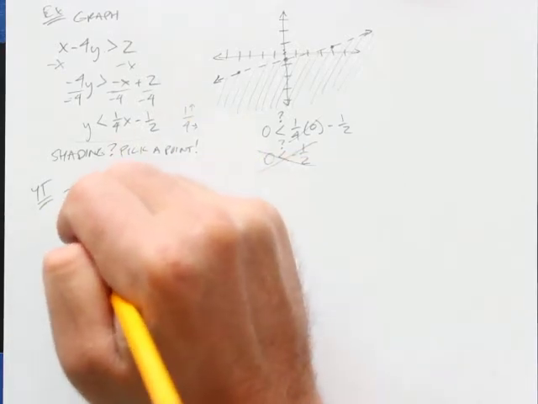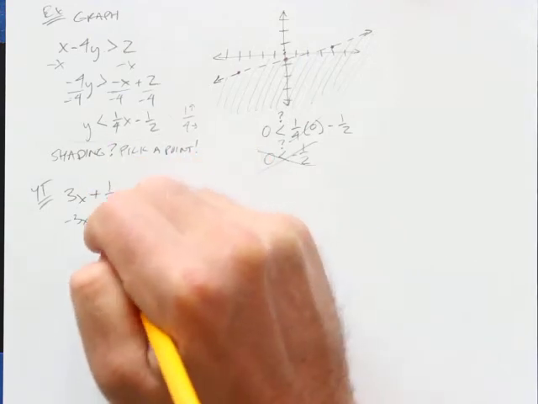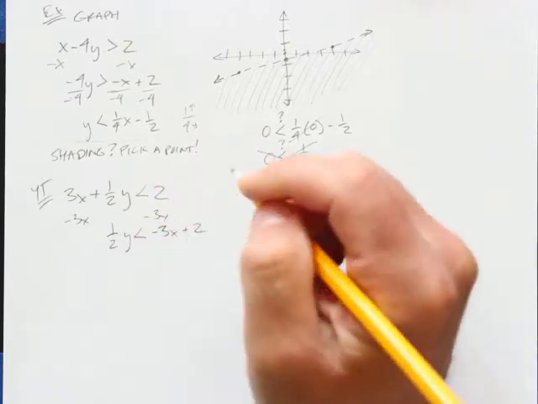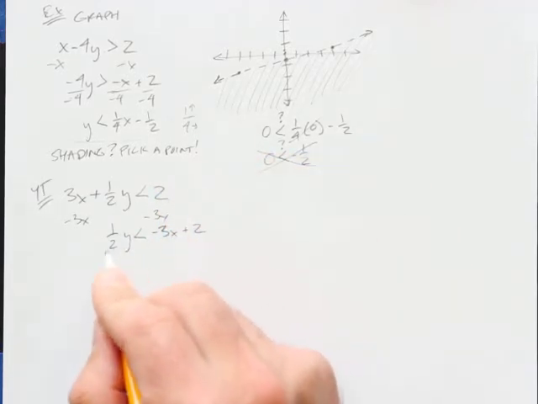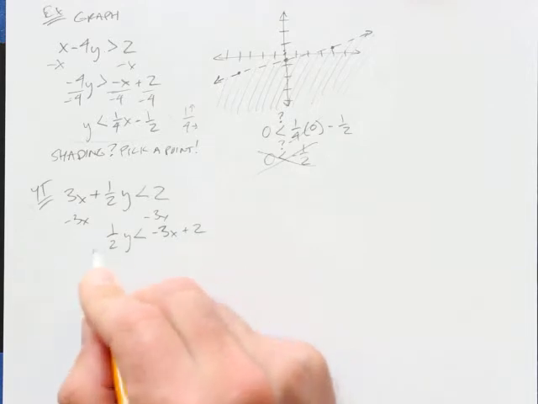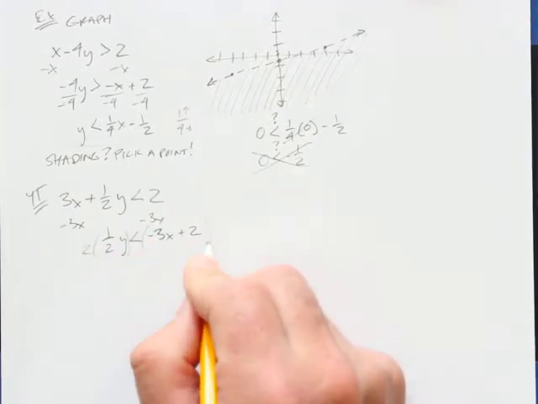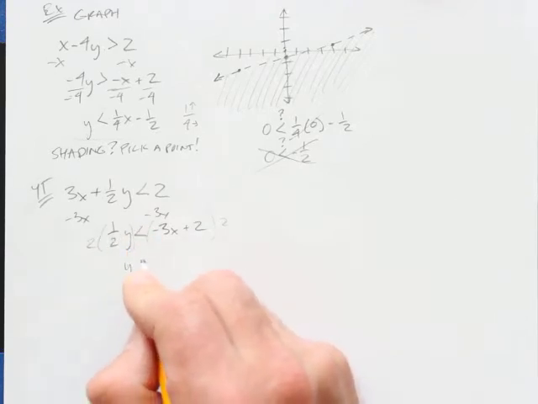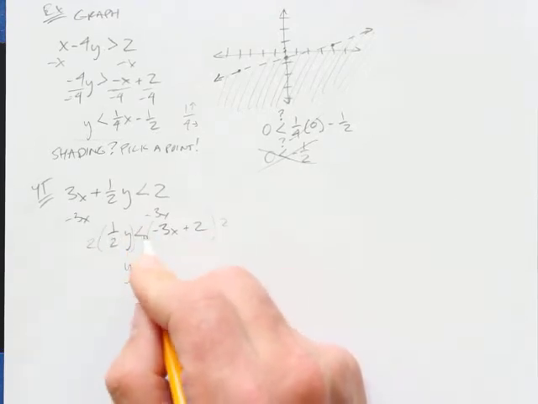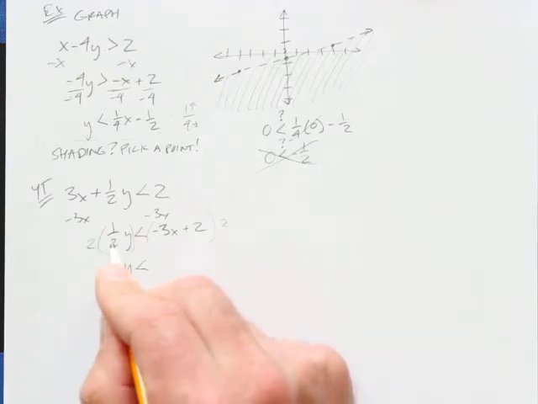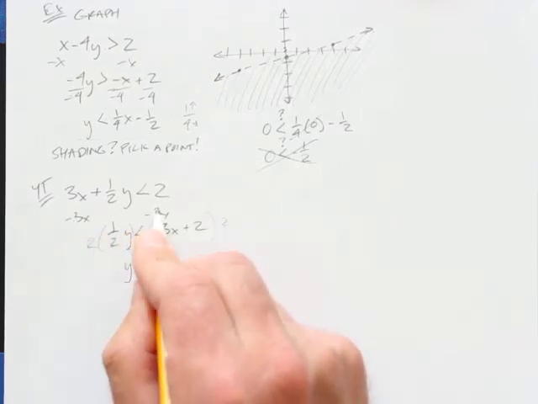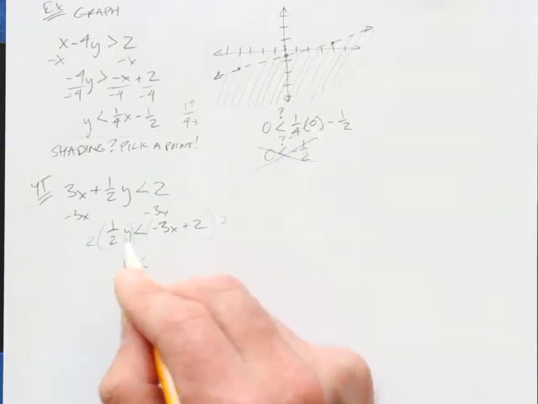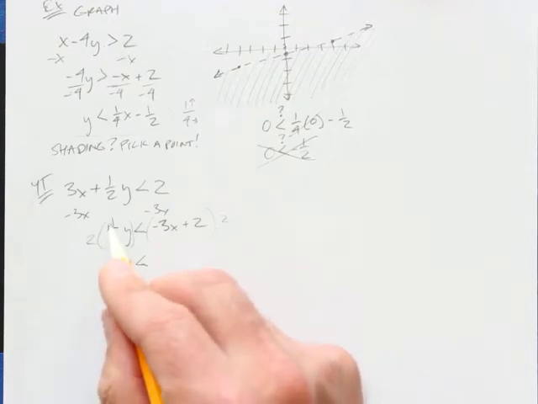I'm going to subtract 3x from both sides. So I've got 1/2 y is less than negative 3x plus 2. Now I'm going to multiply both sides by 2. I'm going to multiply everything by 2. This gets multiplied by 2, and all of this gets multiplied by 2, so that the y can be by itself. I just want 1y. Now I don't need to flip my sign because I didn't multiply or divide by a negative. I subtracted something, that's totally different. If I multiply or divide by a negative, then I got to flip my sign. But I didn't do that here, so I don't need to worry about it.